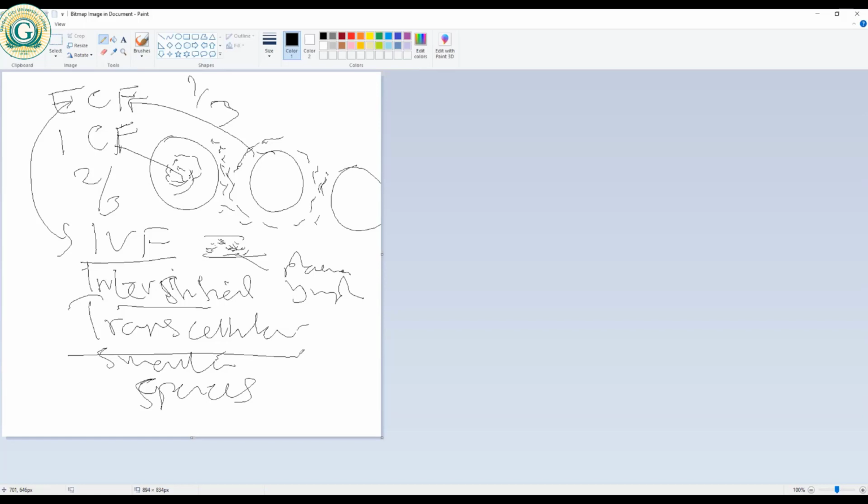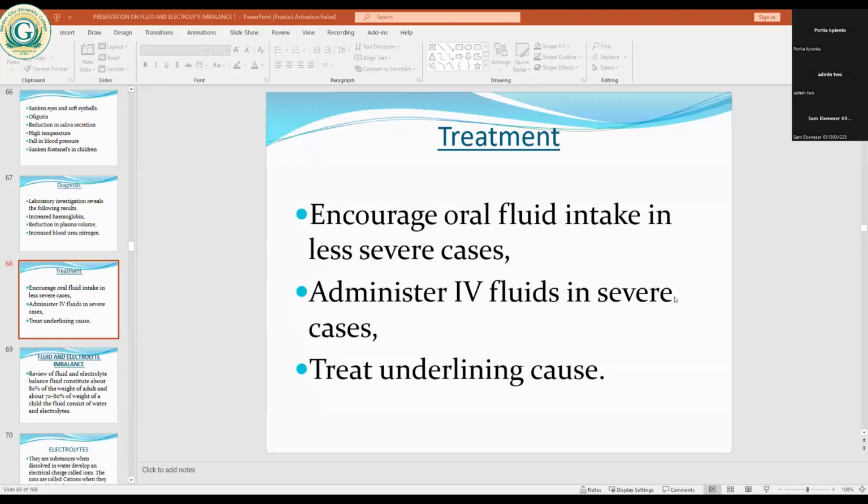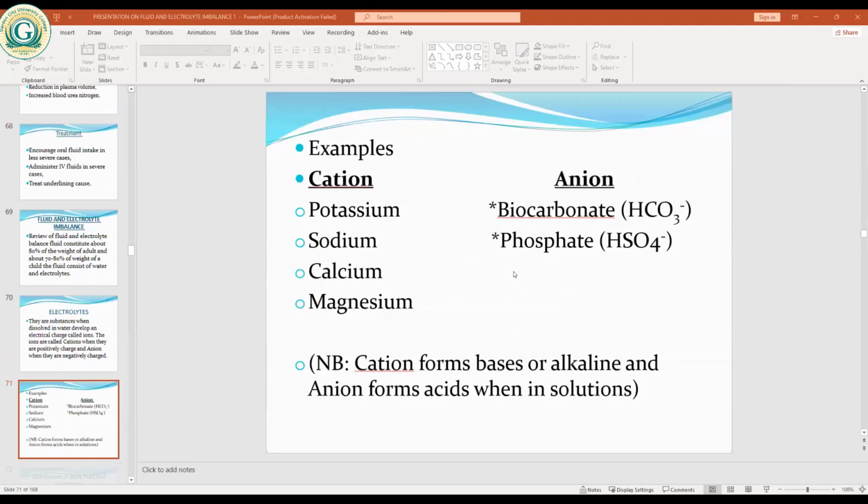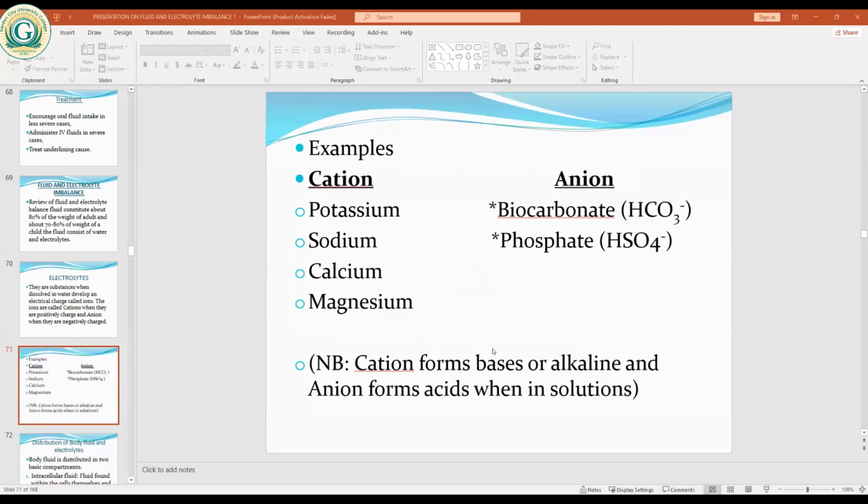Now, we are going to go into a broad topic, and these are examples of anions and cations that we deal with. Basically, we are going to deal with two basic ions.